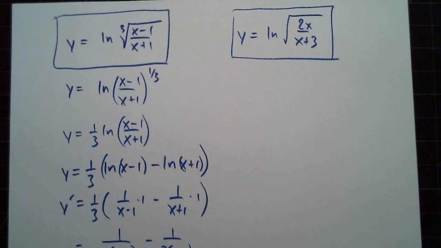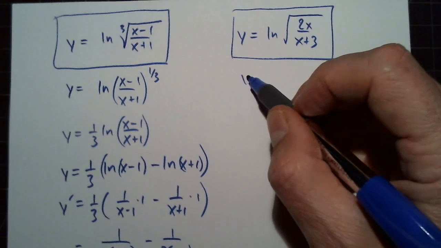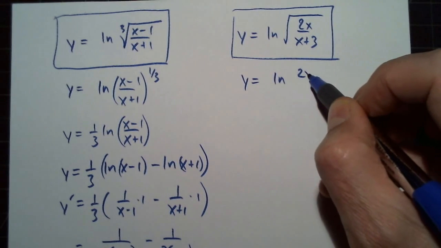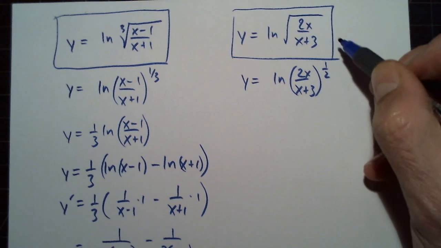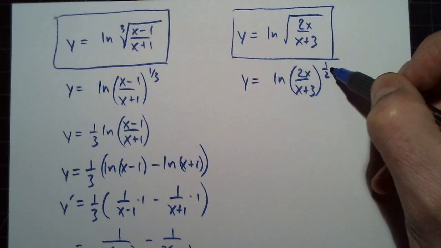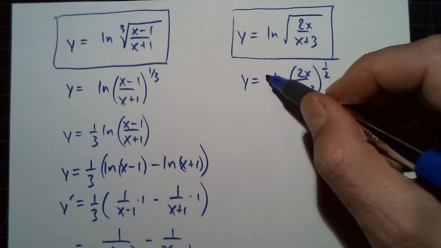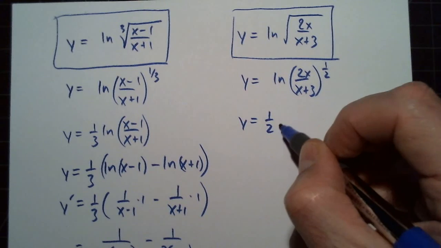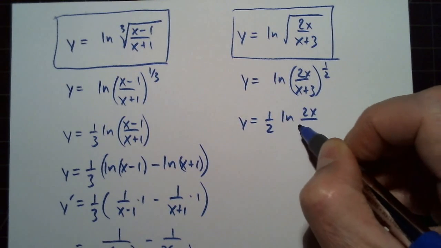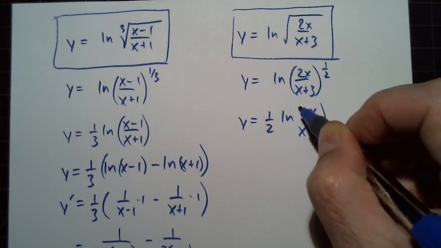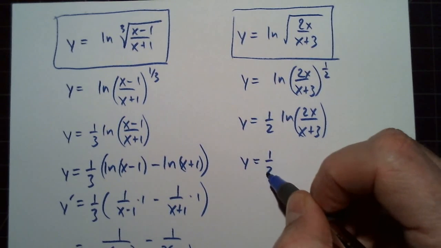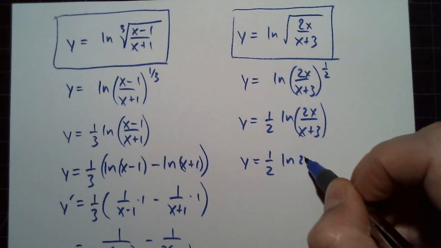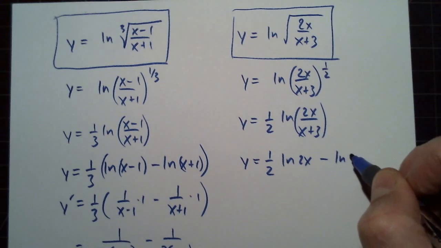Okay, pause the video, try that one. We write the radical as an exponent. Then we're going to move that. That's the power property of logarithms. Now we see a quotient. We can use the quotient property.